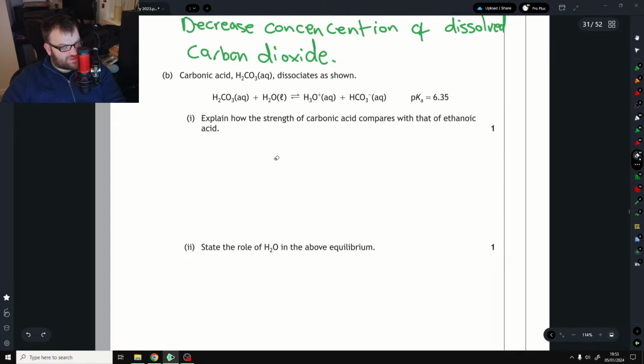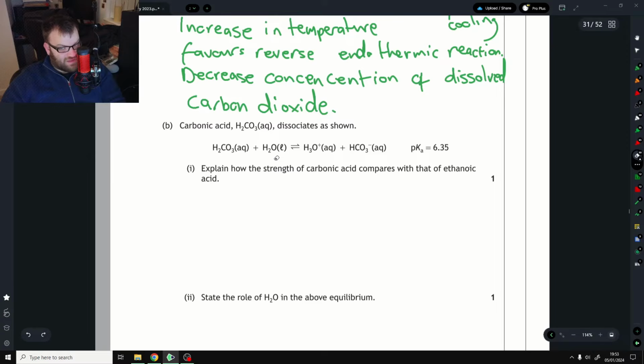Next, we're asked to compare the strength of carbonic acid with ethanoic acid. pKa of ethanoic acid is 4.76 from the data booklet. The higher the pKa, the weaker the acid. The lower the Ka, the weaker the acid.